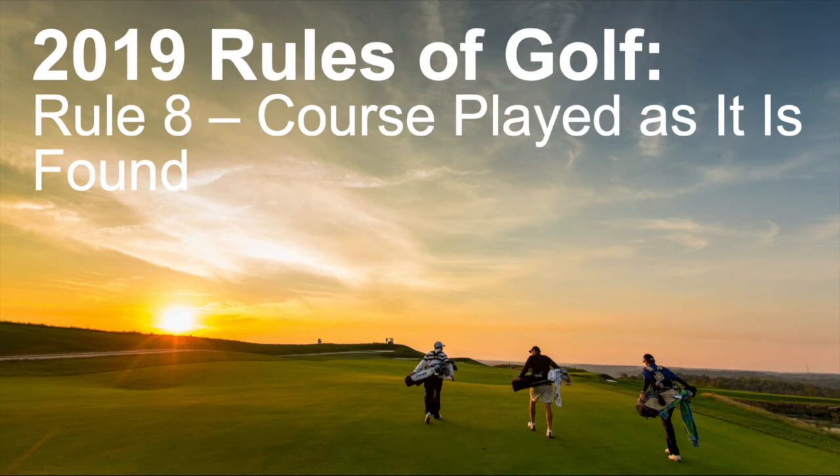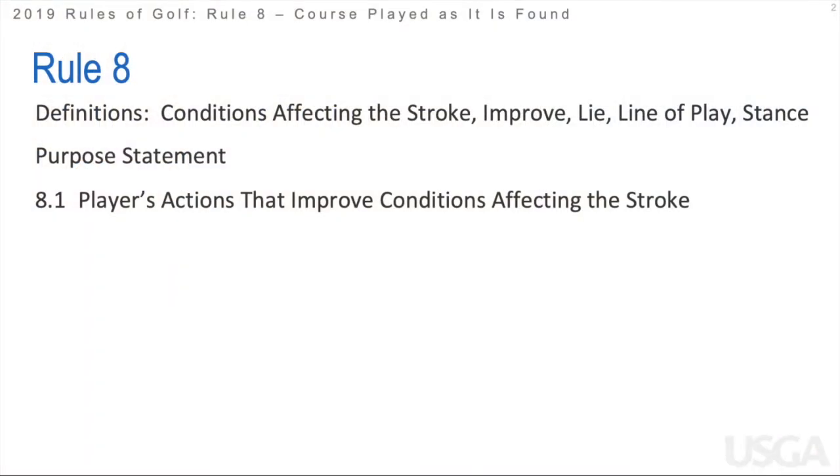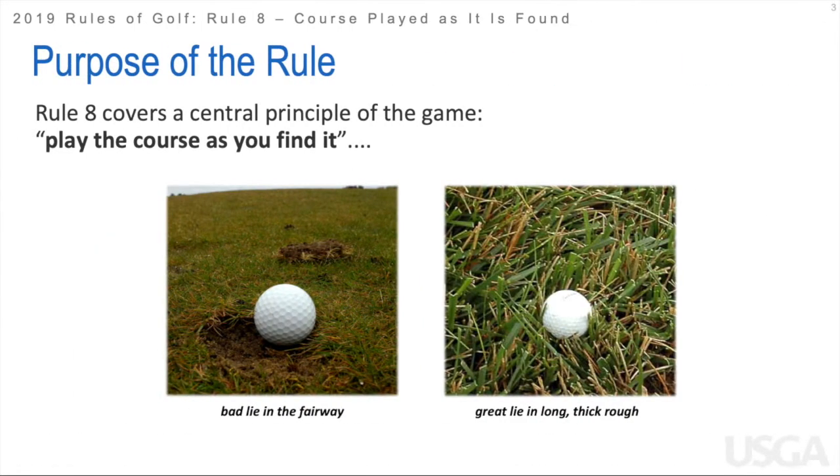We're going to focus now on rule number 8, which is entitled Course Played as It Is Found. But we're going to focus primarily on a term called conditions affecting the stroke. We're going to talk about the actions that are considered to improve the conditions affecting the stroke. We're also going to talk about some of the things that you can or are allowed to do that even if they do result in improvement, you would not get penalized.